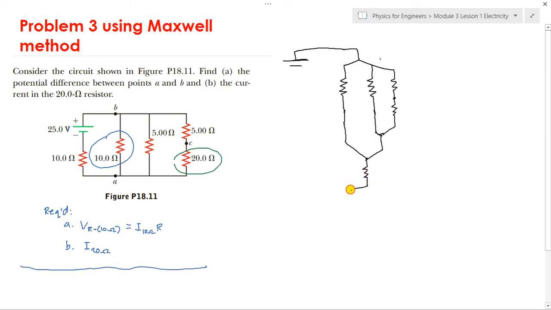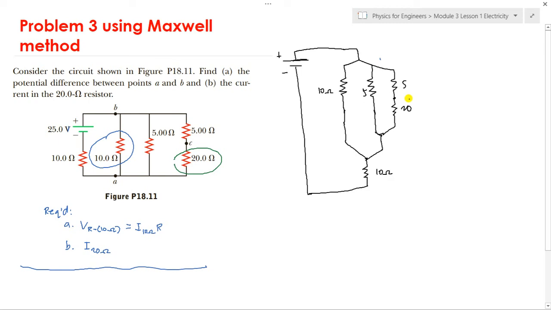After, one is here. Before it goes back to the battery, this is plus and minus. So, you notice, this one is here. This is the 10 ohm resistor. This is the 10 ohm. This is the 5. This is the other 5. And this is 20.